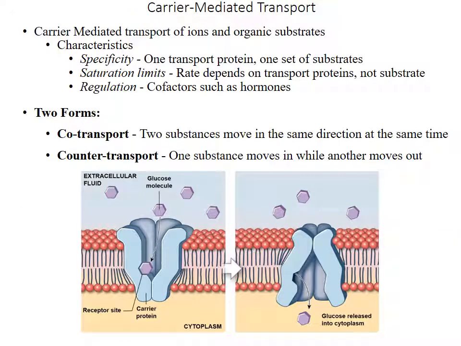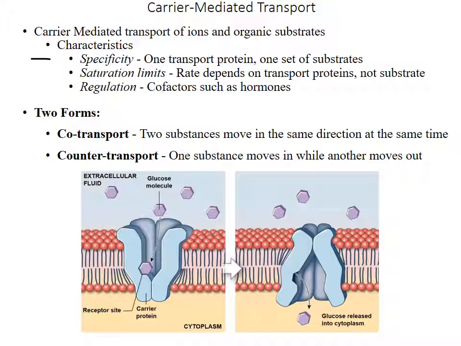So when I talk about carrier-mediated transport, the first thing we need to talk about are the details about the carriers themselves. And these carriers have three very specific characteristics that you need to know about. The first is specificity, and what that means is that one transport protein will only transport one particular kind of molecule. A glucose transporter won't move calcium, for instance. It will only move glucose.